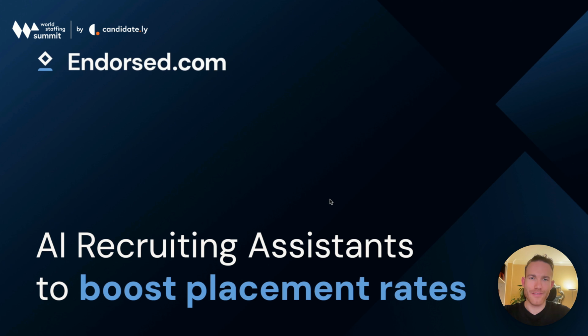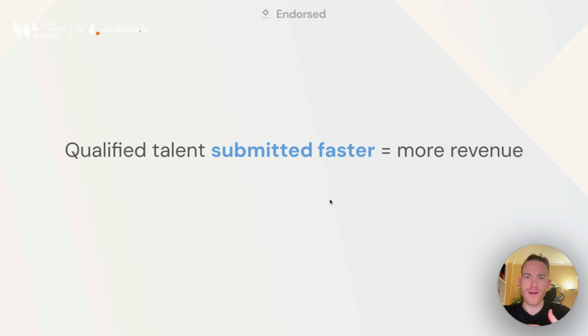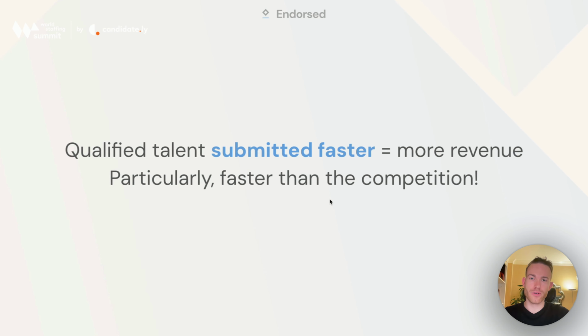I'm going to show you how staffing firms are using Endorsed AI to boost their placement rates by submitting qualified talent days faster than their competition. So for staffing firms, revenue is primarily a function of the speed to submit talent. The faster that you can submit qualified talent, the more money you make. And this is particularly true when submitting faster than your competition.